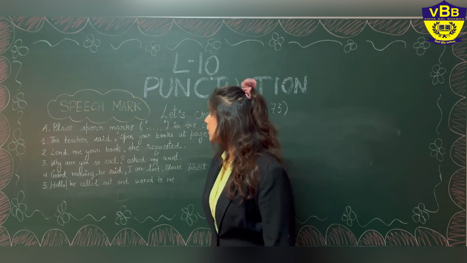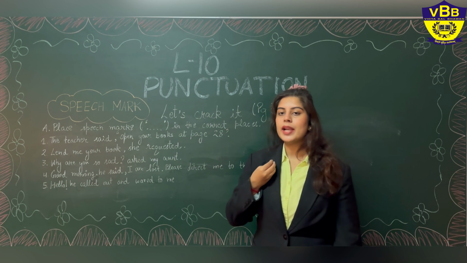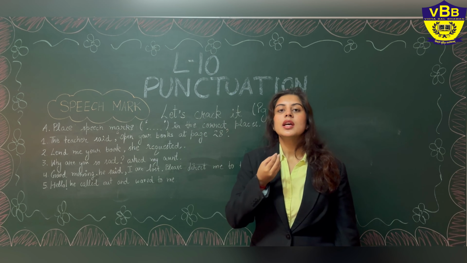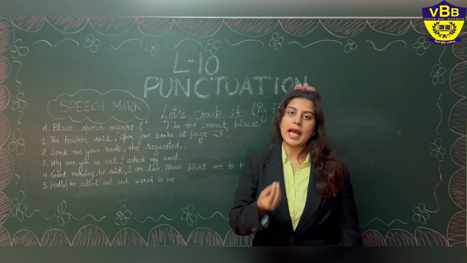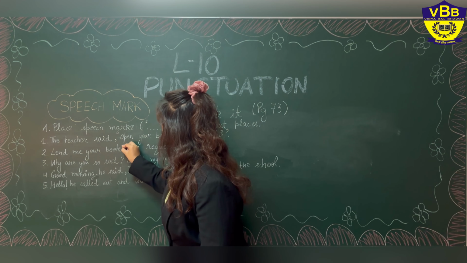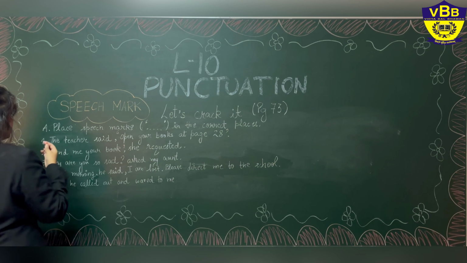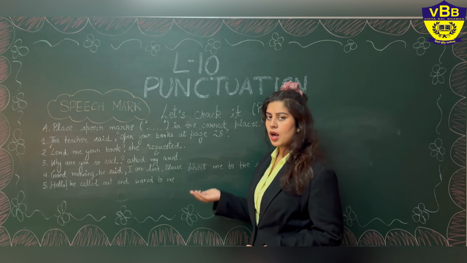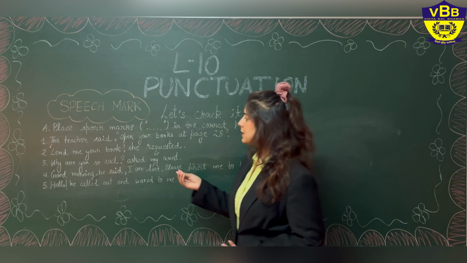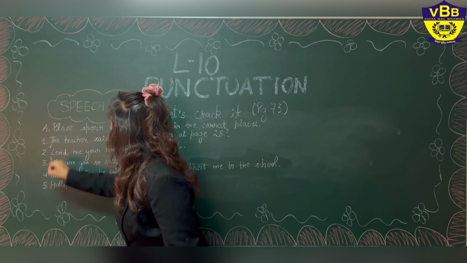Second one, lend me your book, she requested. So she requested, lend me your book. The quote someone has said, lend me your book, or you can as well say a dialogue of someone. So we are going to put your speech mark. Third one, why are you sad, asked my aunt. So you have to put a speech mark over there.